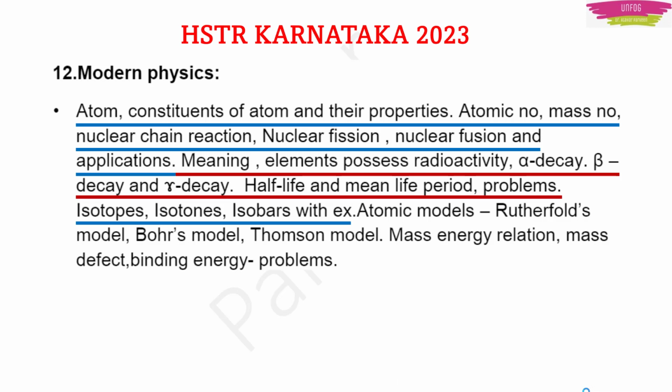In the first two parts of modern physics, I covered the portion which I have underlined here. I discussed atoms, constituents of atoms and their properties, atomic number, mass number, nuclear chain reaction, nuclear fission, fusion and their applications. We also discussed radioactivity, alpha decay, beta decay, gamma decay, half-life and mean life period and problems based on those. And we also discussed isotopes, isotones and isobars with examples. If you have not watched those two classes, I will give the links in the description. Please watch those two classes as well.